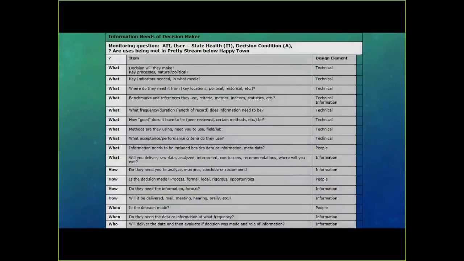Things like, what decision are they going to make? And what do they need to consider politically, historically, culturally to make that decision that maybe you haven't thought about? What key indicators do they need, not what you think they need? Ask them, what do they need? Where do they need it from? That's the where. These are sort of technical design questions. What are their benchmarks and references? And if you don't know, then you get to make it up.